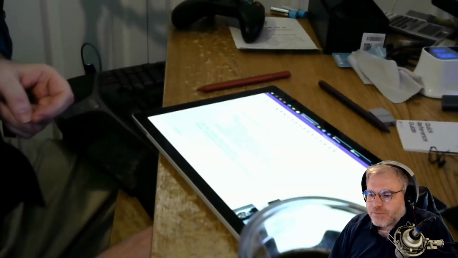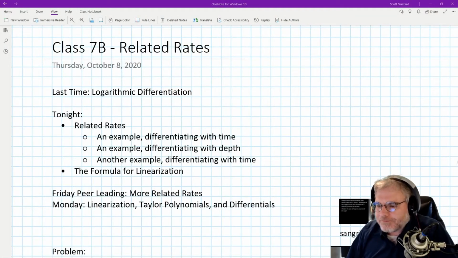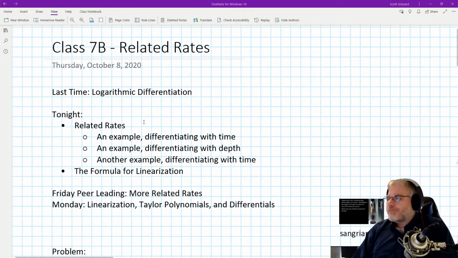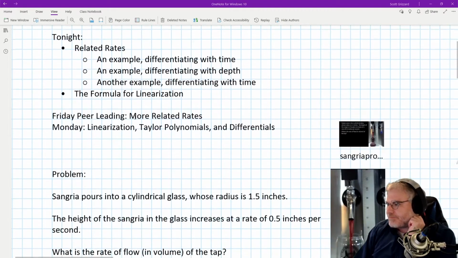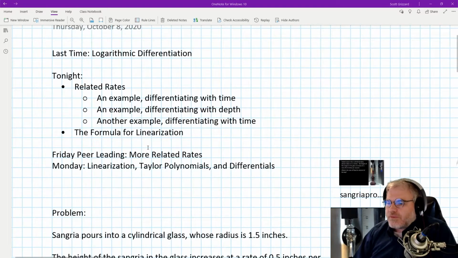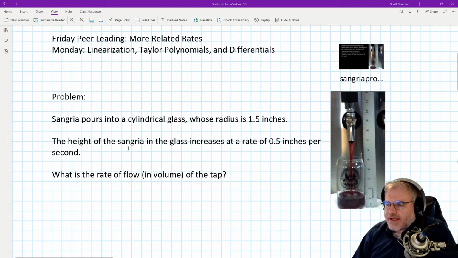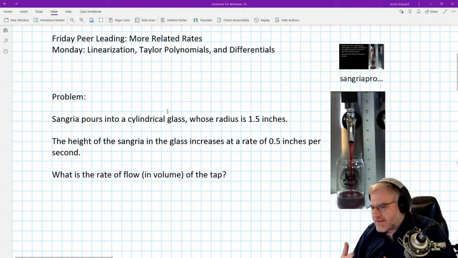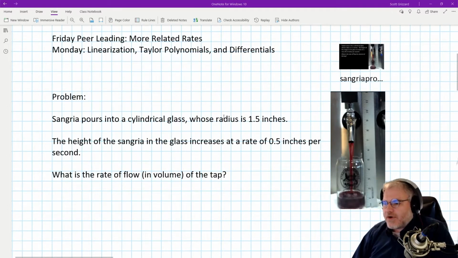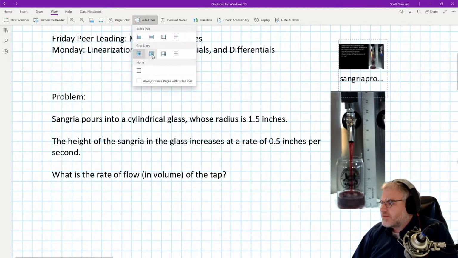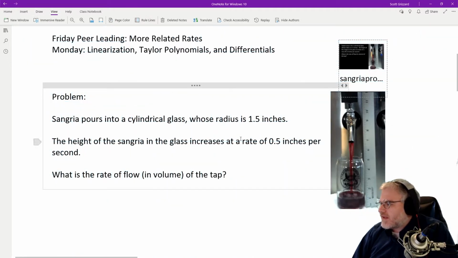So let's look at what we're doing today. What we want to look at here are problems that work like this. Let's say you're in a bar, and you've got sangria pouring into a glass, and the glass's radius is 1.5 inches.